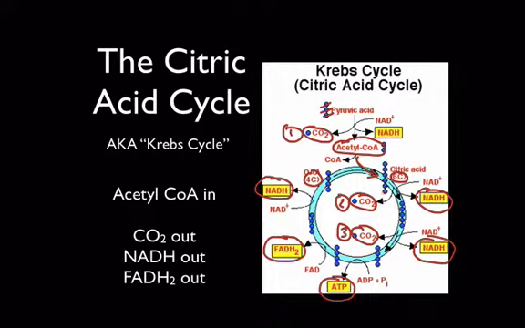All right. So the total products, or just to kind of add this all up, acetyl-CoA is going in, and what is coming out of the Krebs cycle, or the citric acid cycle, is carbon dioxide, NADH, and FADH2. Remember that. That's important.